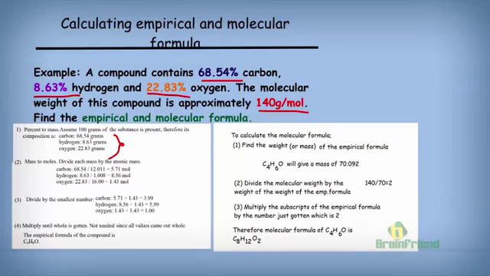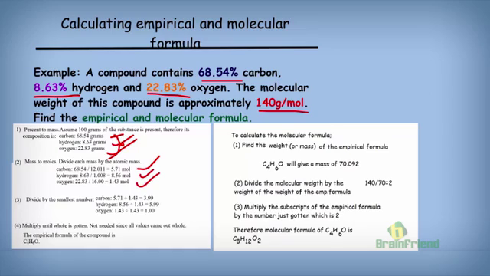So we have for carbon 68.54 grams, for hydrogen we have 8.63 grams, and for oxygen we have 22.83 grams. Next thing, we convert to moles. Remember, we are going to divide the reactant mass of these elements by their molar mass. For carbon we have 12.011 as its molar mass, so we say 68.54 divided by 12.011, and that will give us 5.71 moles. We do the same for hydrogen and for oxygen.